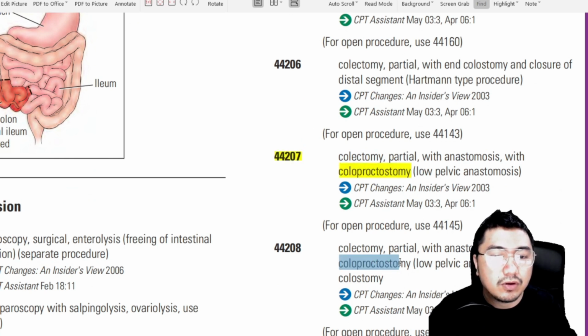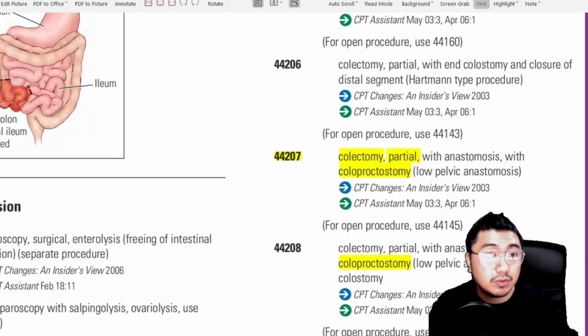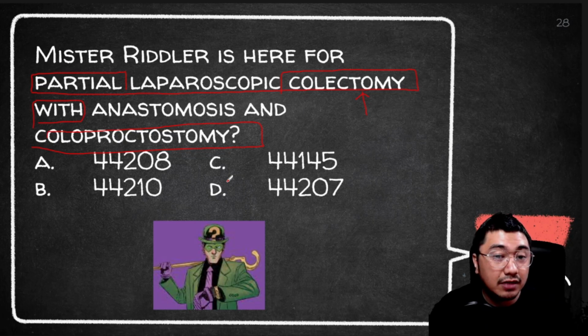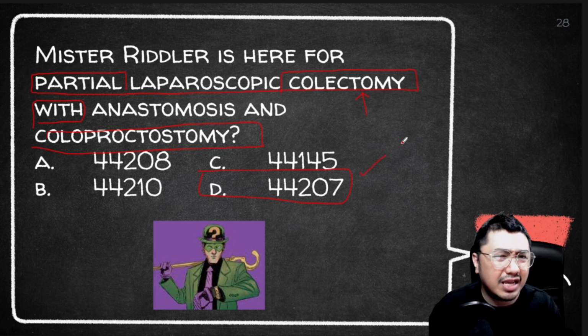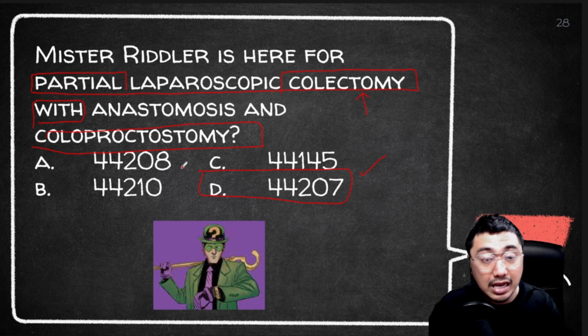You also have your coloproctostomy here, but this time it's with colostomy. In that case, since colectomy, partial, with anastomosis and coloproctostomy was given for 44207, we can finally code letter D. But again, it's much easier if you just go ahead and check it one by one. Let's do the shortcut in this next question.